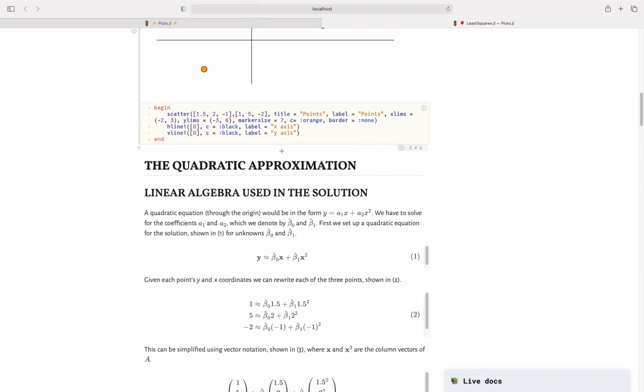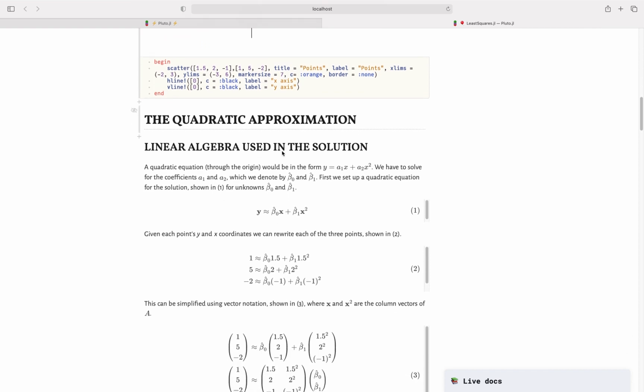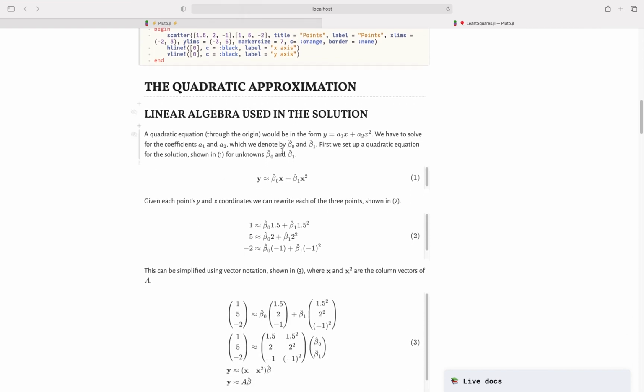So let's think about the quadratic approximation. First of all, how would you set this problem up? And you can see how it's set up there in equation number 1. Because if you think about a polynomial, a quadratic equation that goes through the origin, so we don't have a y-intercept, that's just going to be here. y equals a sub 1 times x, so some coefficient of x, plus some coefficient of x squared.